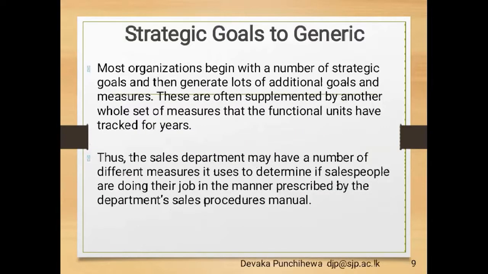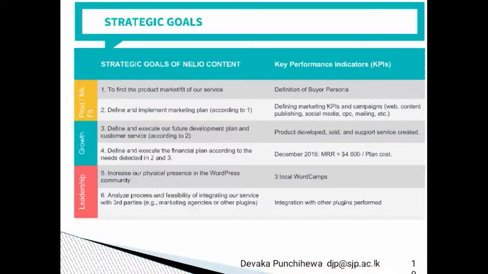Most organizations begin with a number of strategic goals and then generate lots of additional goals and measures. These are often supplemented by another whole set of measures that the functional units have tracked for years. Thus, the sales department may have a number of different measures to determine if salespeople are doing their job, as prescribed by the department's sales procedures manual. Here you have an example.